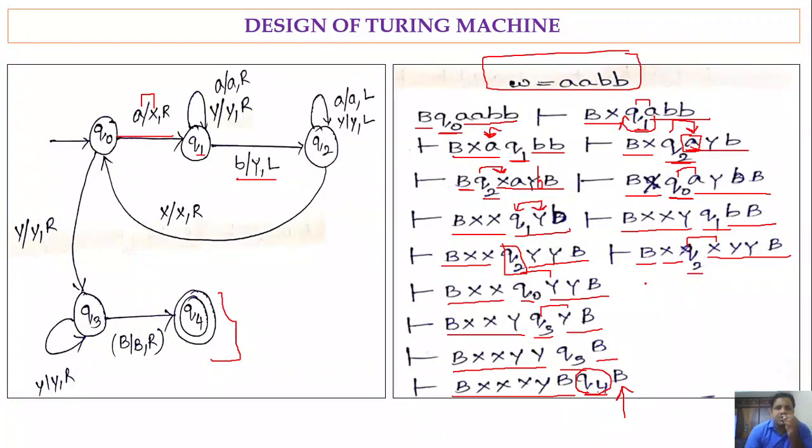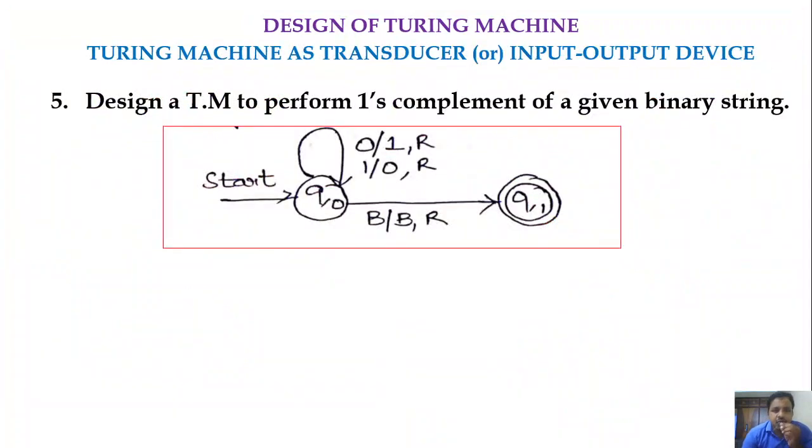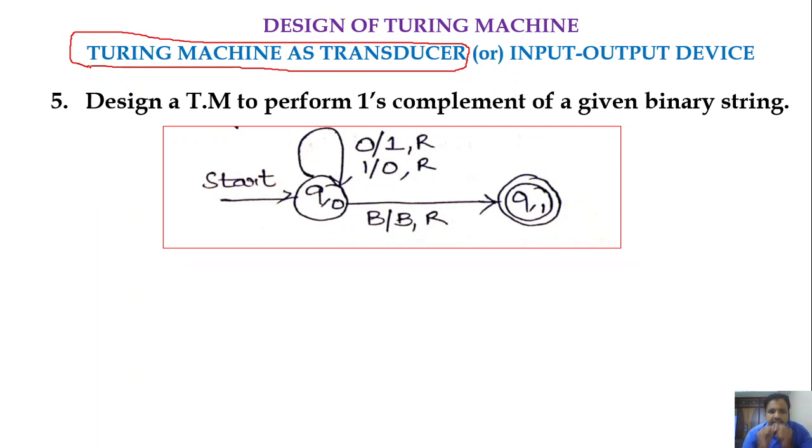Let us move towards the next problem. Here we are considering the Turing machine as a transducer. Till now we have considered the Turing machine as a language acceptor. We have designed the Turing machine that accepts certain types of languages. The Turing machines that we have implemented so far are simply language acceptors.